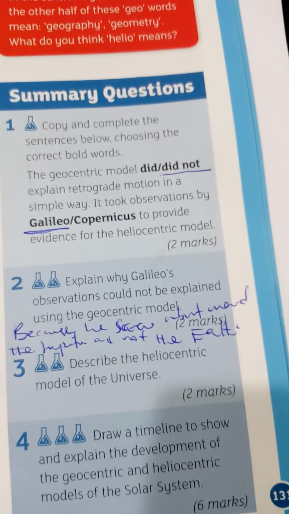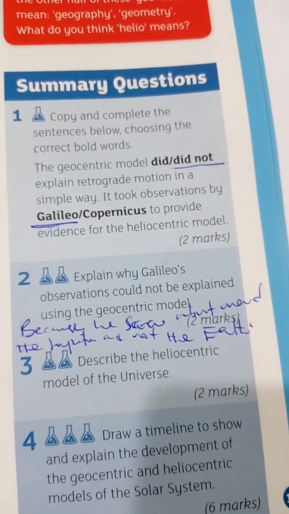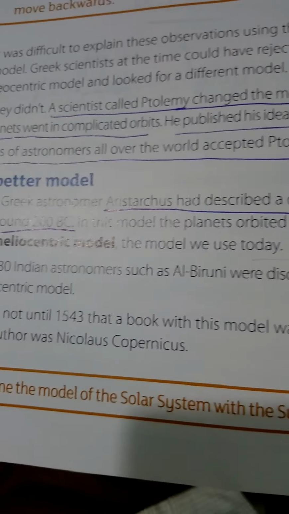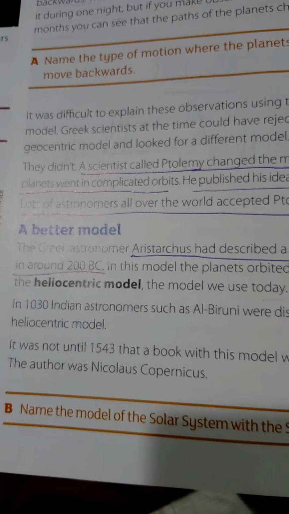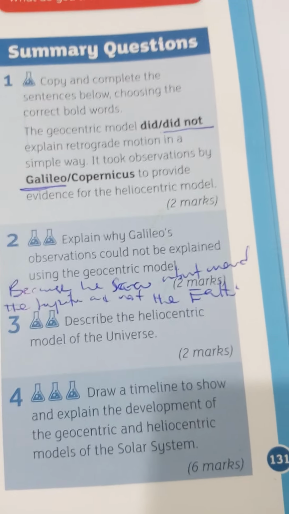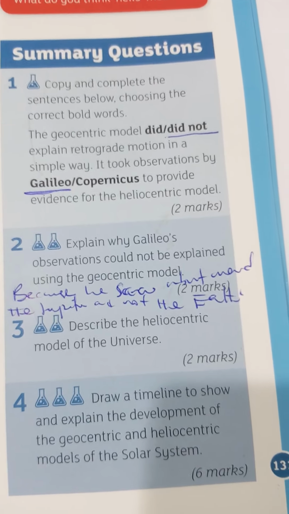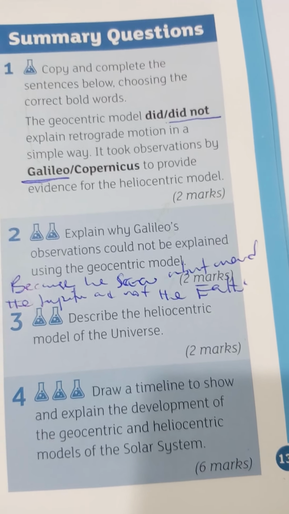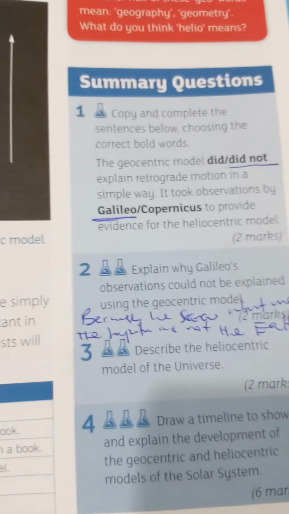Good. And then to describe the heliocentric model of the universe, I believe it is also very easy for you to do. If you come to this level, you can easily read, and then you can easily explain as well. And then you draw a timeline to show and explain the development of the geocentric and the heliocentric model of the solar system. So basically, this is it about discovering the universe. It's not anything so difficult.